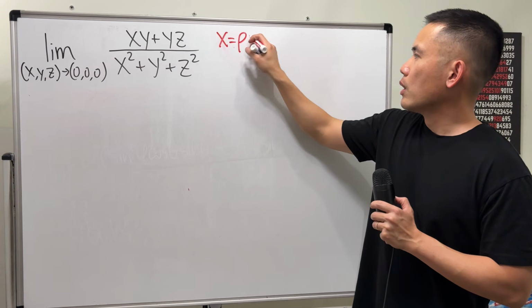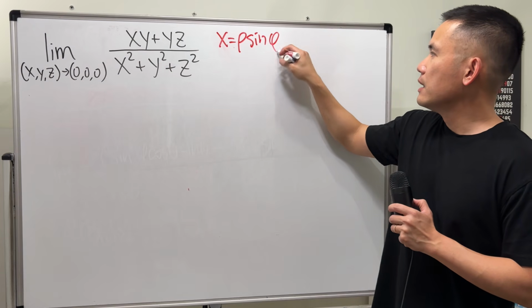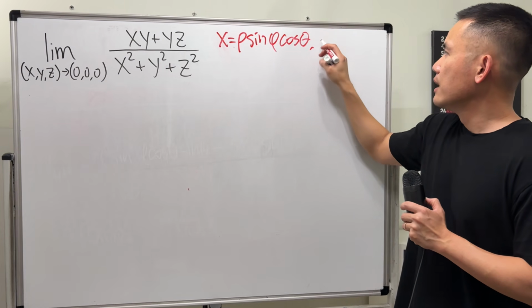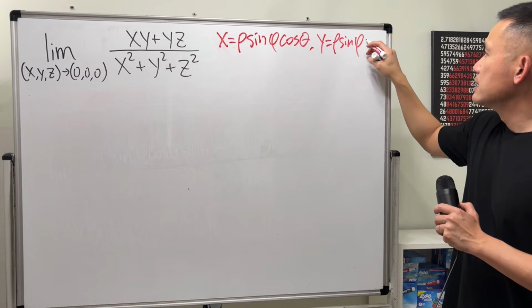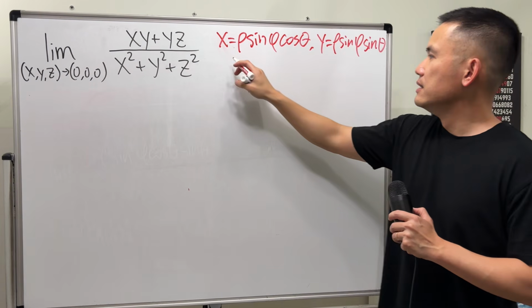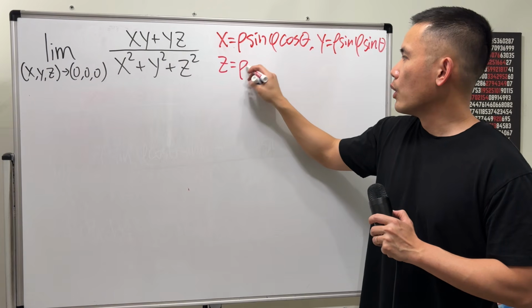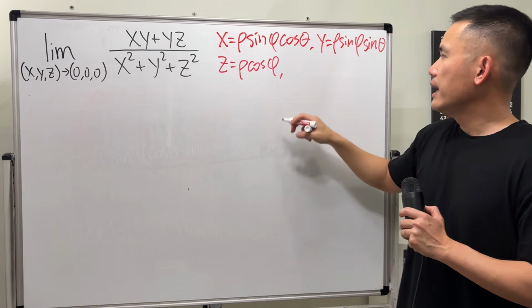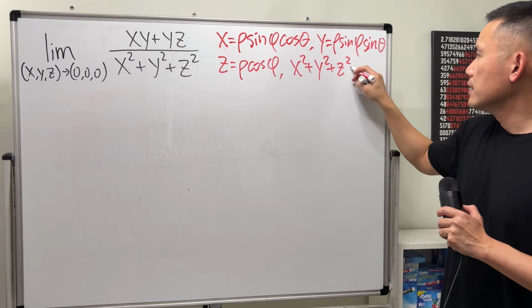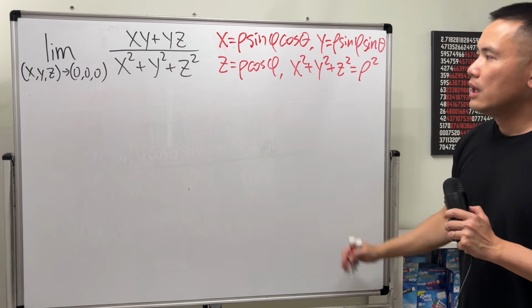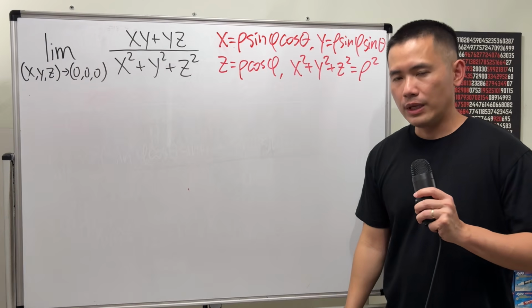x is equal to rho times sine phi times cosine theta. y is equal to rho sine phi sine theta. And then z is equal to rho cosine phi. And lastly, x squared plus y squared plus z squared is equal to rho squared. And these are the formulas that we have to know.